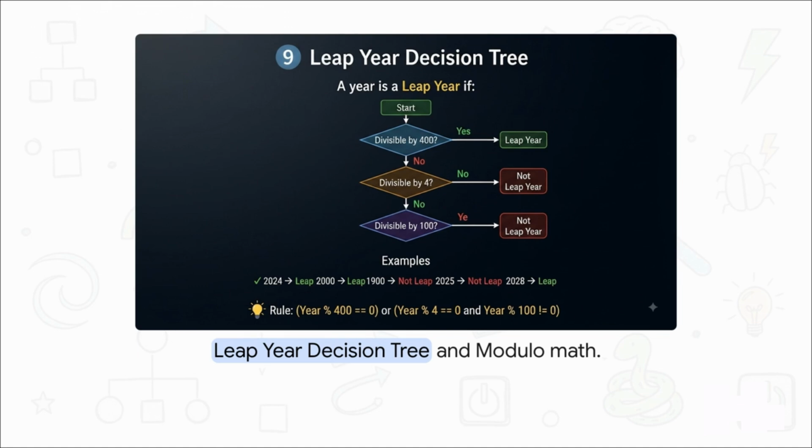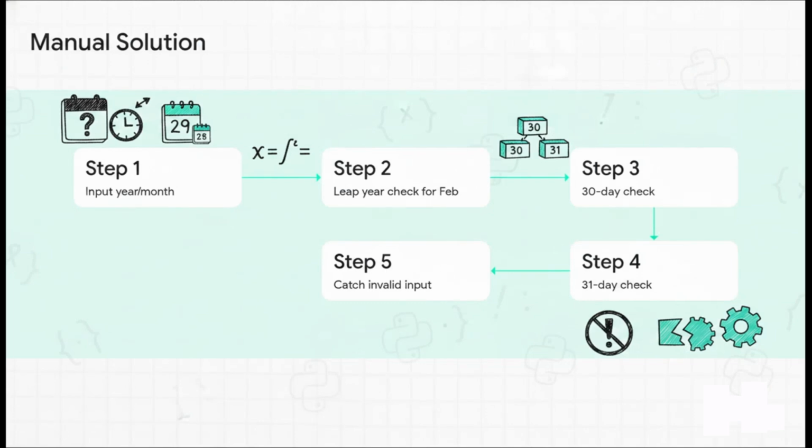For example, 2024, leap year. The year 2000, also a leap year, thanks to that 400 rule. But 1900? Nope, not a leap year at all, because it's divisible by 100 but not 400. Wild, right? Let's piece this whole puzzle together into a manual, step-by-step algorithm.